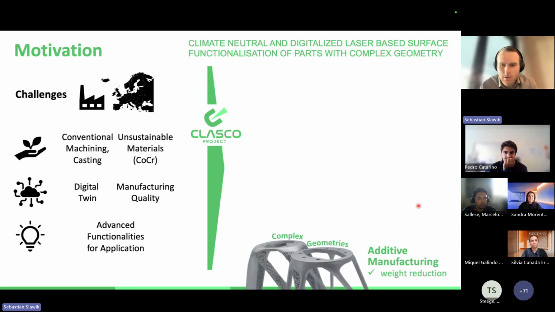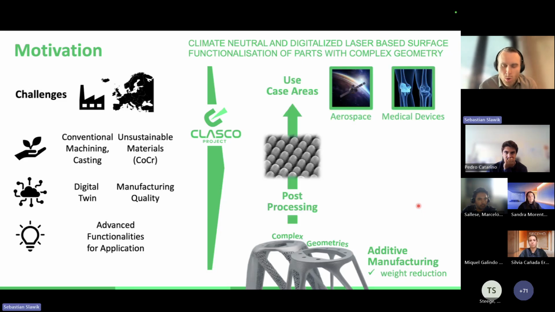We are focusing on additive manufacturing technology, as this technology is a lightweight engineering technology, and we are focusing on the post-processing to achieve functional surfaces in different use case areas. Our use case areas are in aerospace and medical devices.